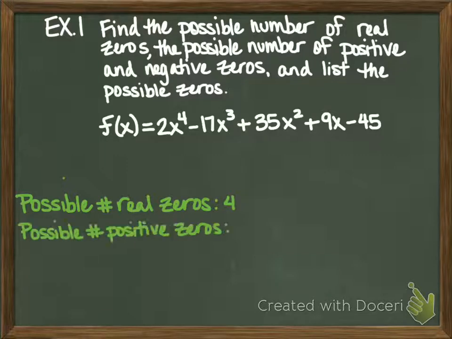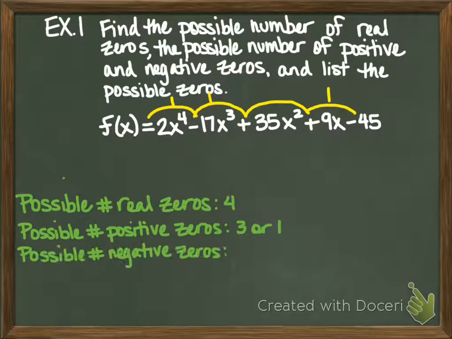Okay, next I'm going to do the positive solutions. So I'm going to count the number of sign changes for this function. From positive to negative is 1. From negative to positive is another one. Positive to positive, positive to negative is another one. So I have 3 sign changes here. So that's going to be 3 or 1 positive solutions.